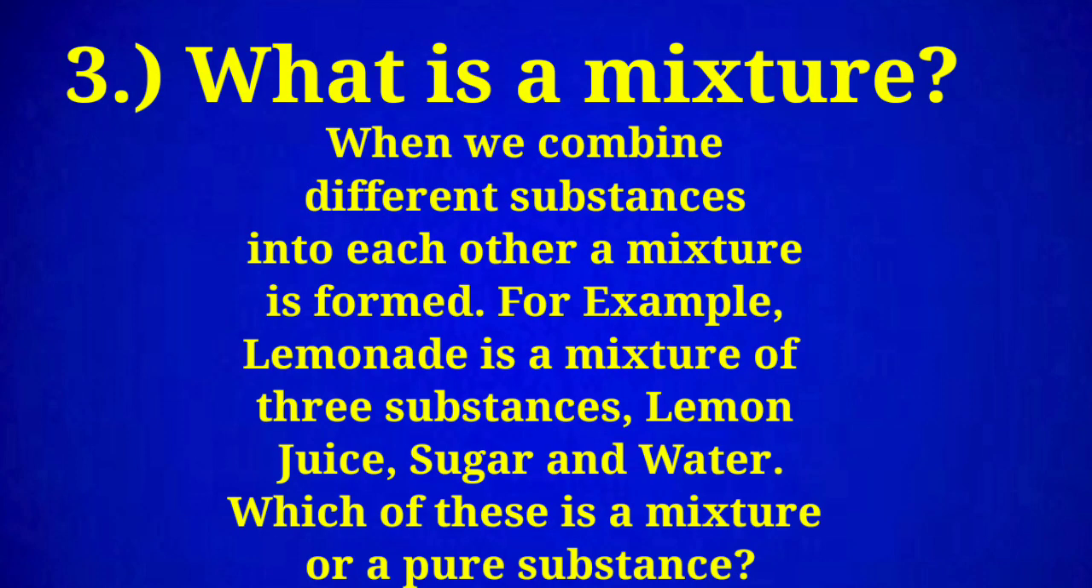What is a mixture? When we combine different substances into each other, a mixture is formed. For example, lemonade is a mixture of three substances: lemon juice, sugar, and water.